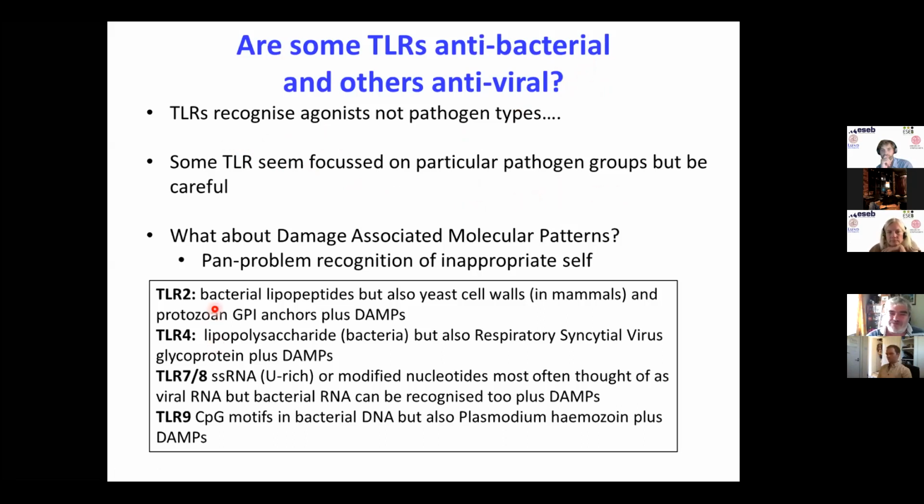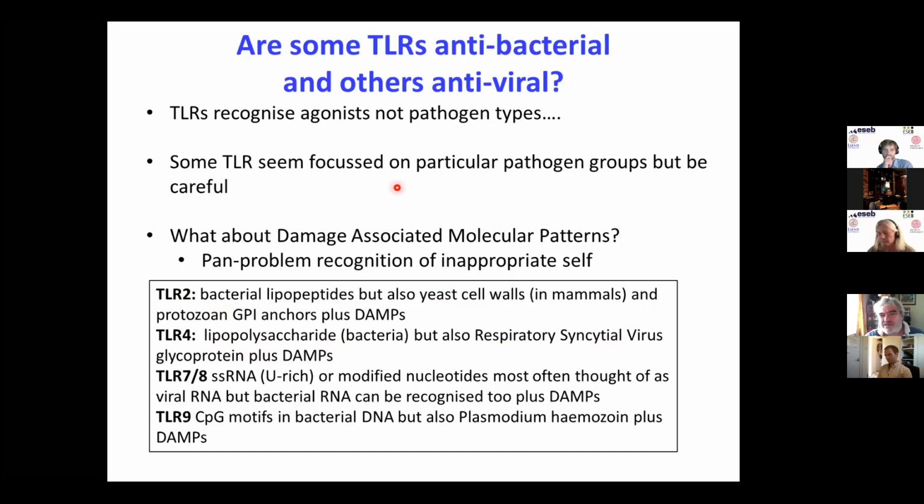So for example, and I put some examples down at the bottom of the slide, toll-like receptor 2, often referred to as a bacterial recognizing TLR, recognizes bacterial lipopeptides, but it's also involved in seeing yeast cell walls in mammals, and also protozoan GPI anchors. Well, they're not bacteria. TLR4, similarly, is well known for recognizing lipopolysaccharide, or LPS, but is also responsible for recognizing some viral agonists, such as RSV glycoproteins.